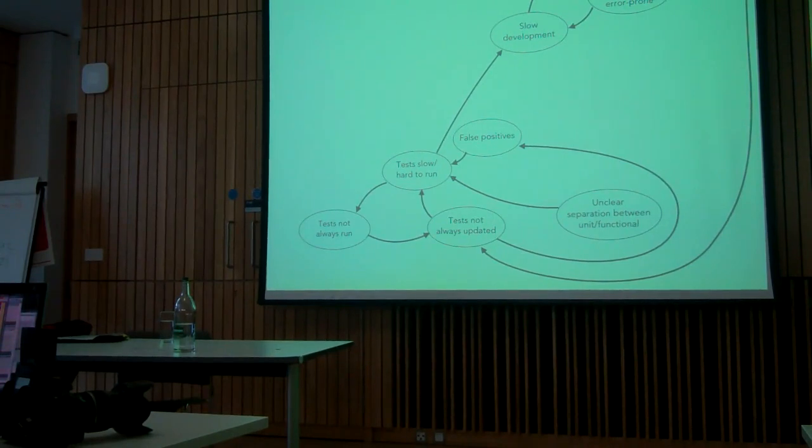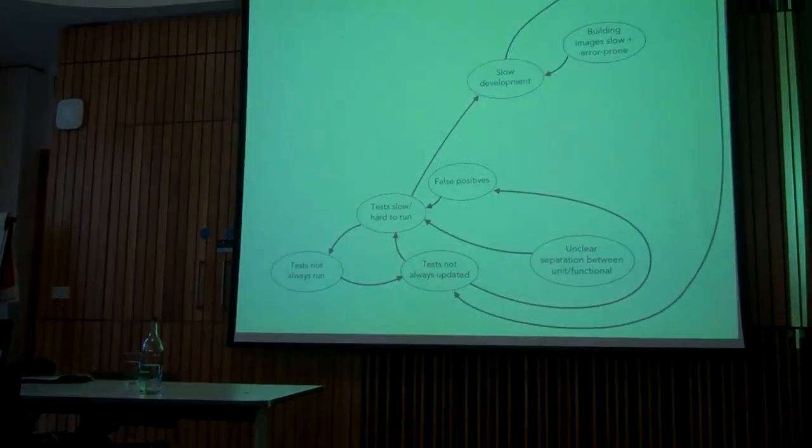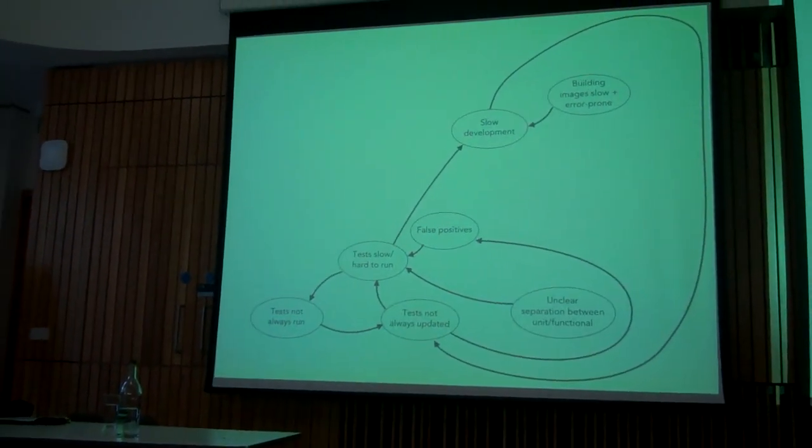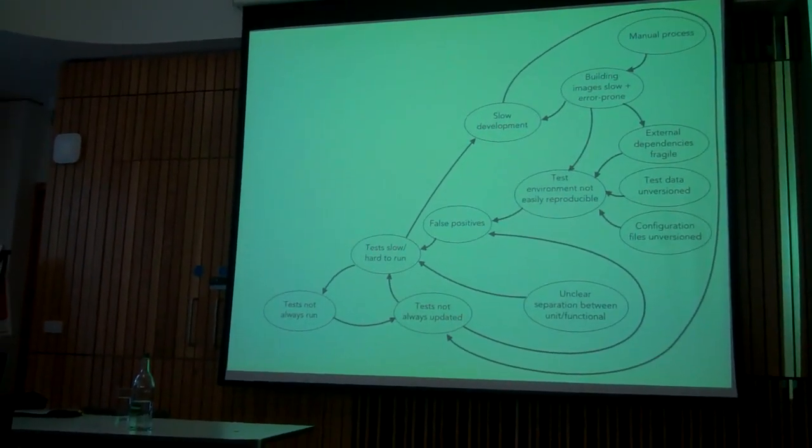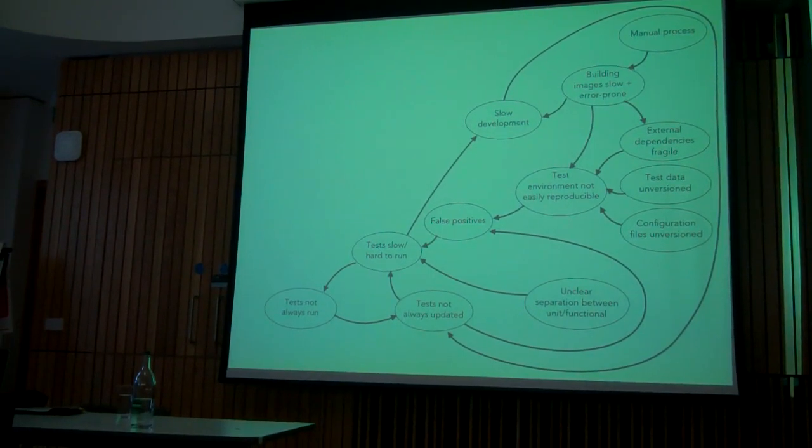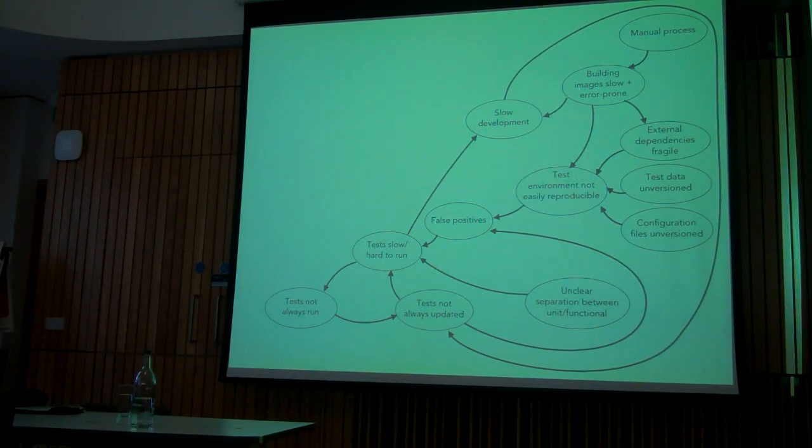The fact that the development was slow also contributed to the fact that the tests weren't getting updated because you just didn't have time. And because they weren't updated, you were getting more false positives, of course. But the main reason for getting false positives was that the test environment wasn't reproducible. So we had, as I said, not a very clear separation. You didn't know which tests you could run without everything set up. And having everything set up meant you needed configuration files, you needed external components that were being run. They had to be configured correctly, the host names, the port numbers had to match, and so on.